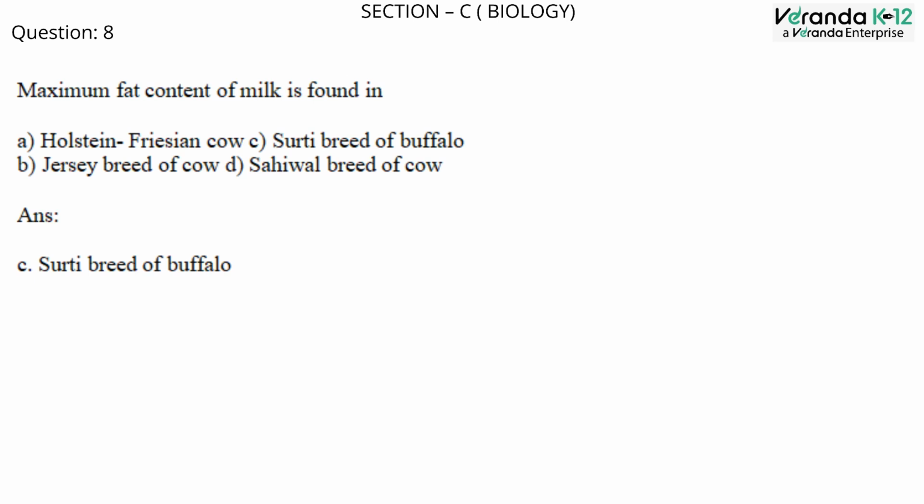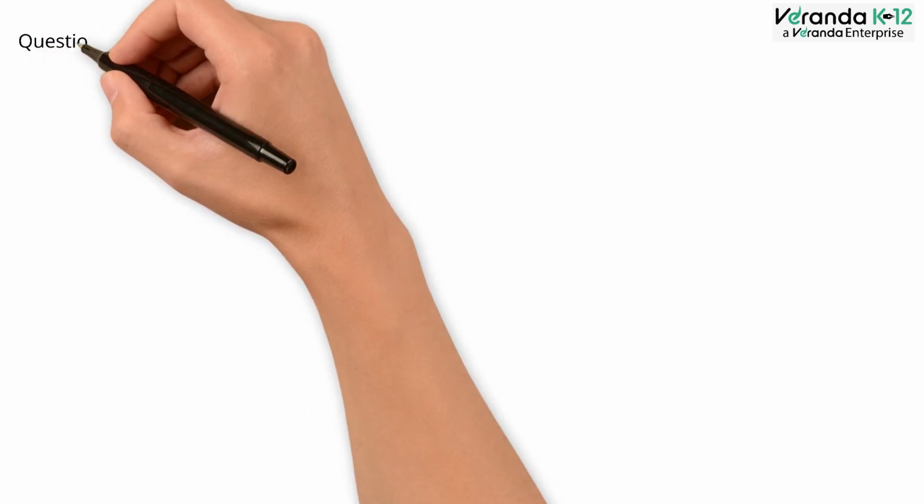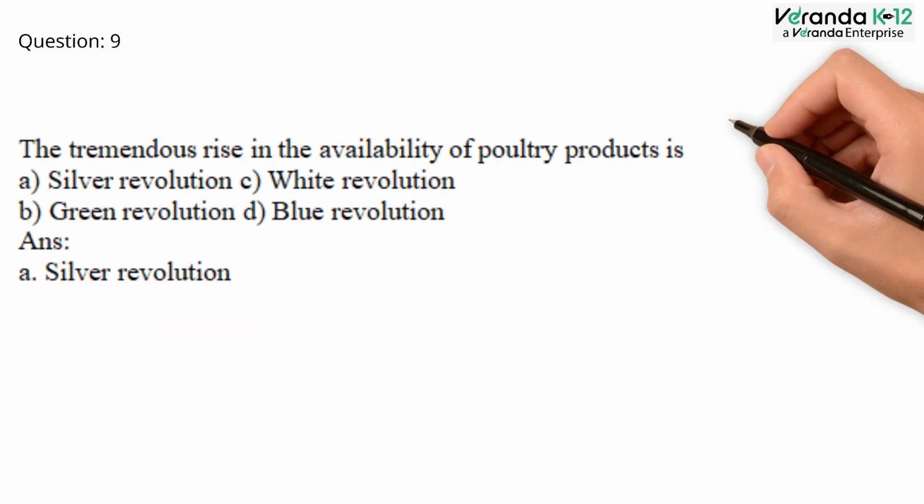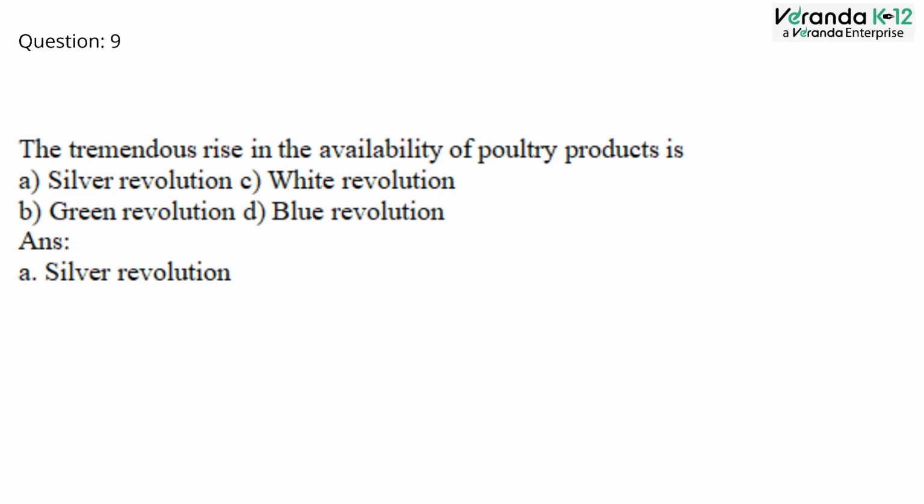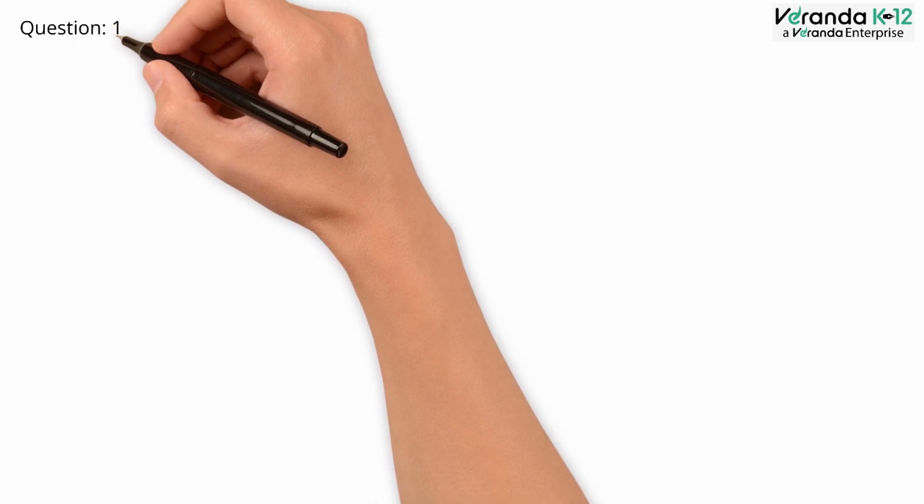Surti breed of buffalo. Question number 9. The tremendous rise in the availability of poultry products is. The options are A. Silver revolution, B. Green revolution, C. White revolution, D. Blue revolution. The correct option is A. Silver revolution.